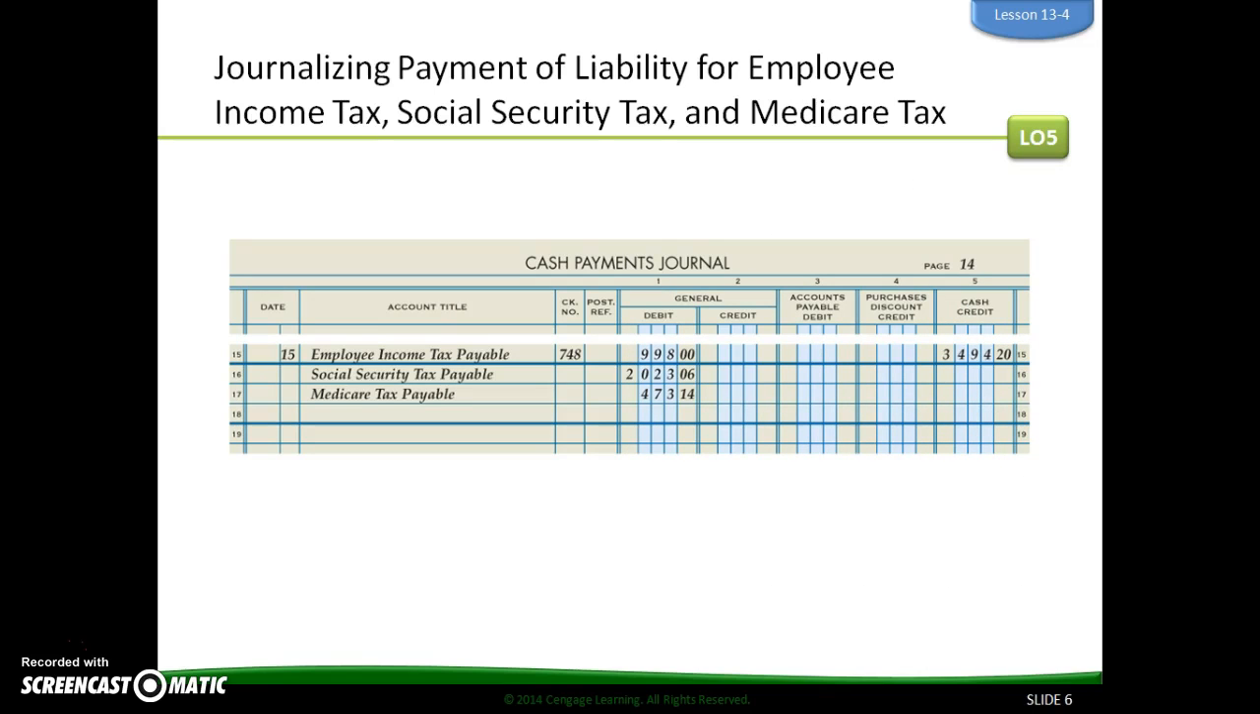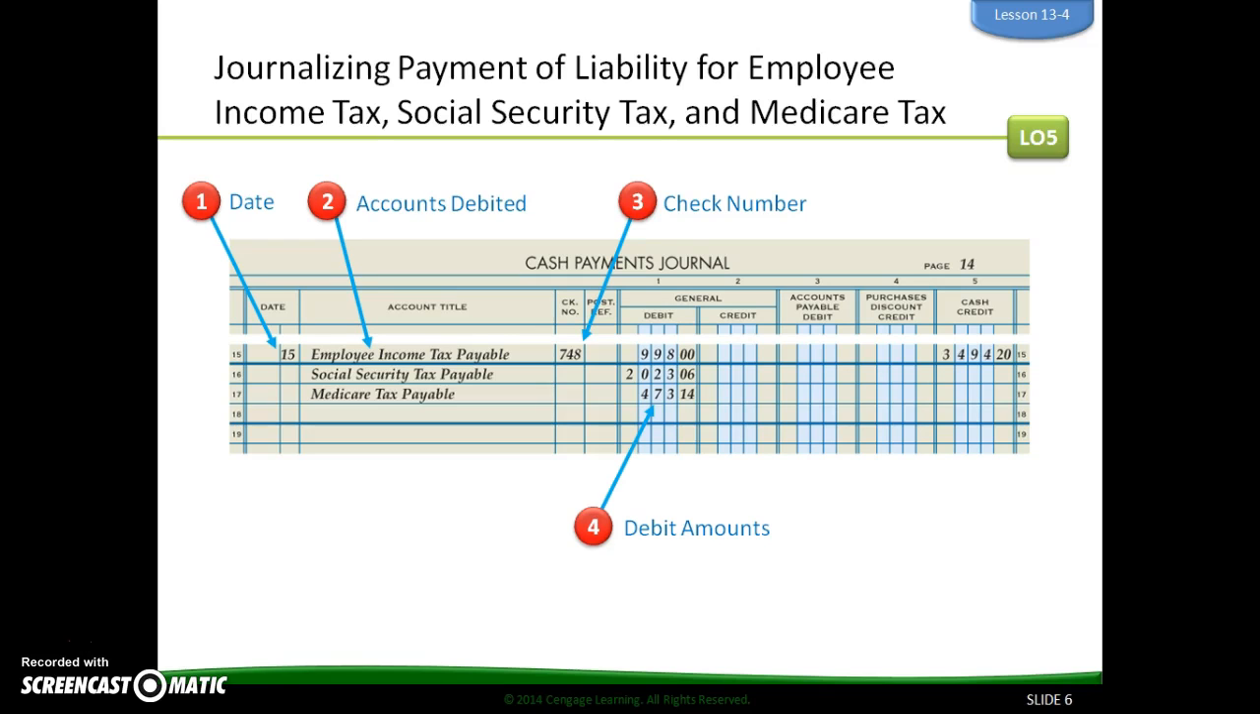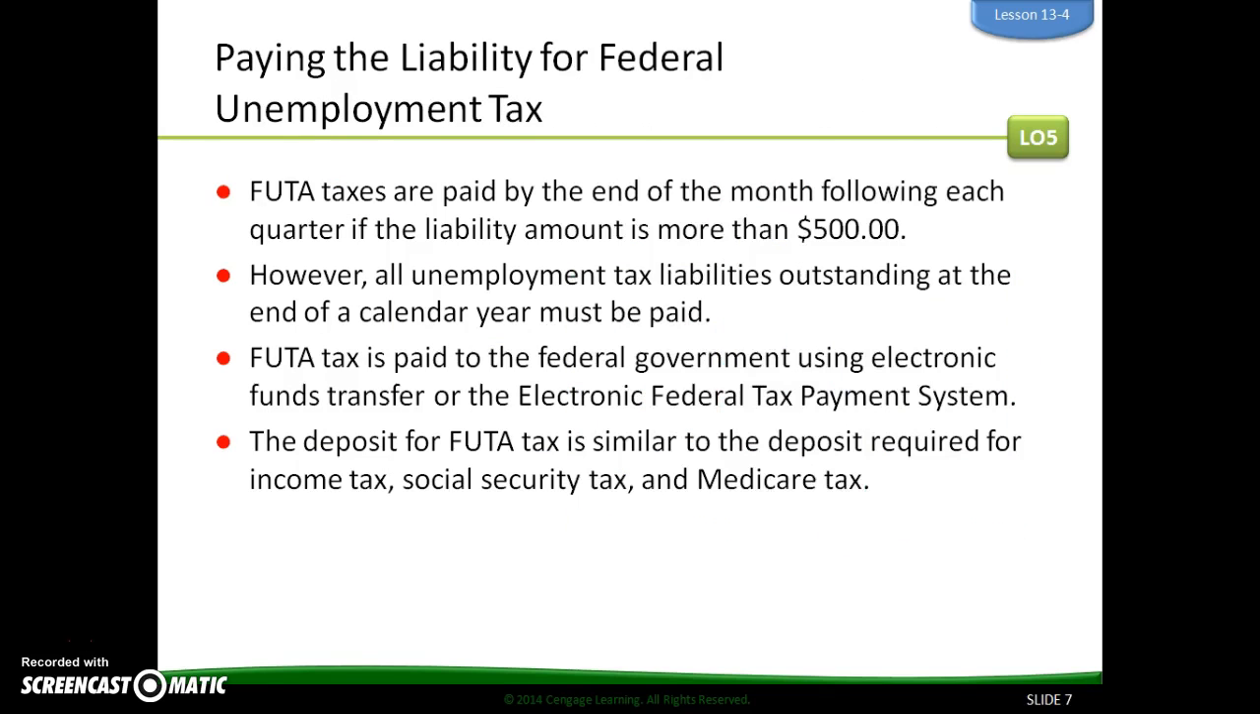When you look at the cash payments journal, you can see in order to zero out that liability, we're noting these as debits in our general section. Our accounts that are debited, the check number, the debit amount, and then the actual check amount is a credit to cash. All right, so paying the liability for federal unemployment tax.